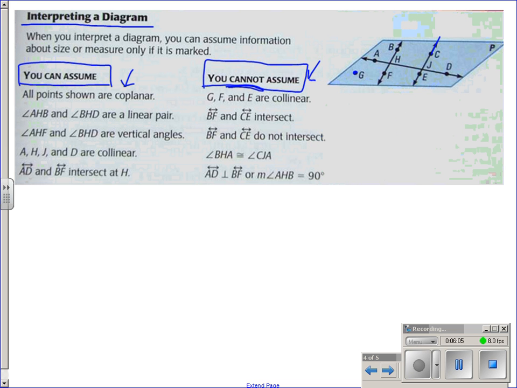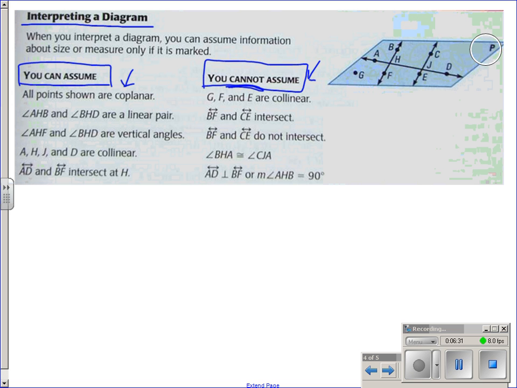All right, angle BHA is the same thing as angle CJA. Boy, they look like they're the same, but again, there's no information there to tell you. If there was, the thing you'd be looking for would be this little arc saying, yeah, those two angles are congruent to each other. We don't have that arc. You can't say those angles are congruent.